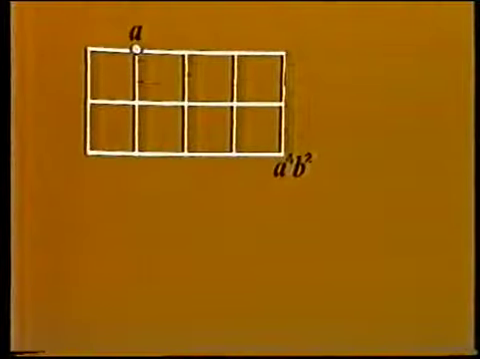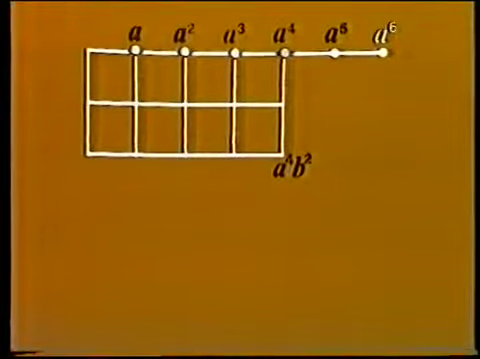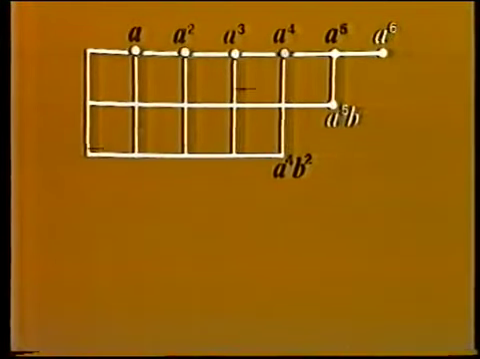Every time you go east, you get an A. To get 6 A's, keep going. To get 5 A's and 1 B, go south from a to the 5th. To get more B's, go further south.